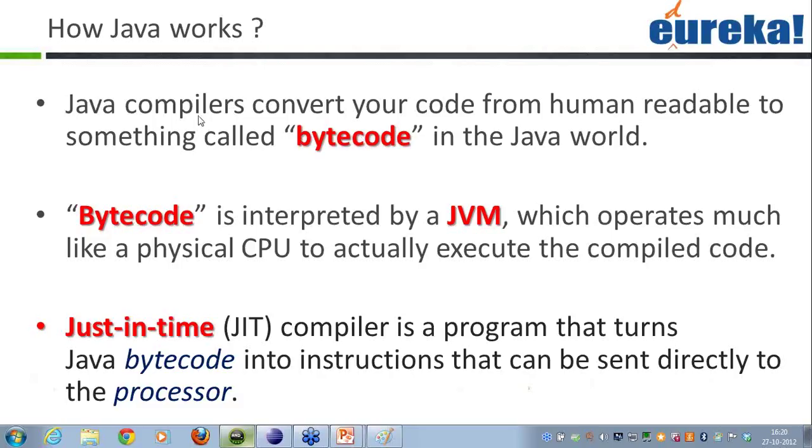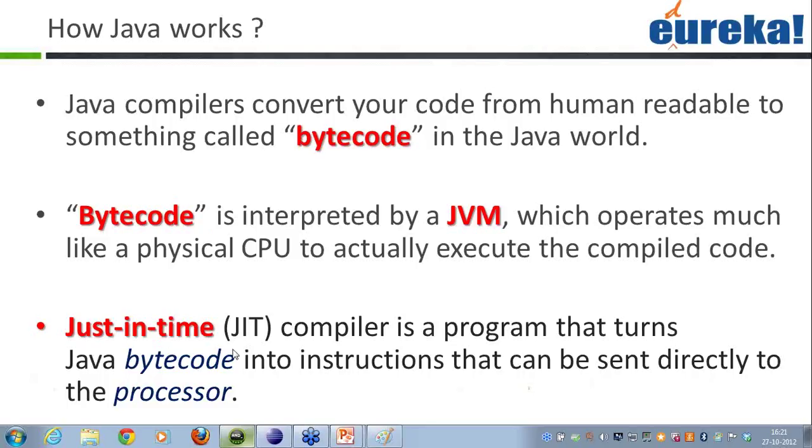All right. So let's start with the compilers here, and how exactly Java works. We have the Java compilers that convert your code from human readable to something called the Java bytecode. Suppose I have written a class file, which is called the .class file, and once I do a single level of compilation, I get something which is called the bytecode. Then the bytecode is interpreted by the Java virtual machine, which operates very much like a physical CPU to actually execute the compiled code. So here we have another level of compilation plus interpretation, which is handled by the JVM. It takes the bytecode and does another level of compilation and interpretation on the bytecode that is already compiled.